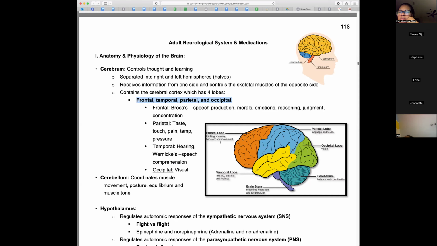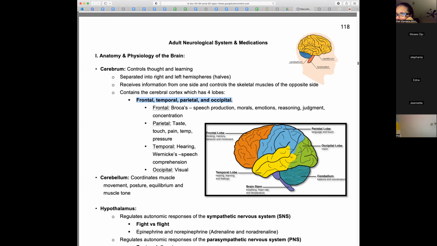The frontal lobe, use this picture as you study. The frontal lobe is for thinking, memory, and movement. Parietal controls language and touch. Temporal, if you were to look at it from the outside, is by your ears. The temporal lobe is responsible for hearing. The occipital lobe is responsible for vision. There are 4 lobes to the cerebrum: frontal, parietal, temporal, occipital.